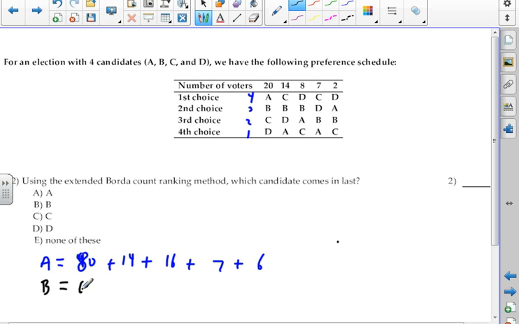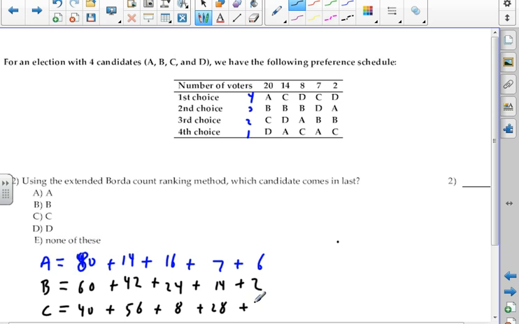B has 60, 42, 24, 24, 14, and 2. C has 40, 56, 8, 28, 2.